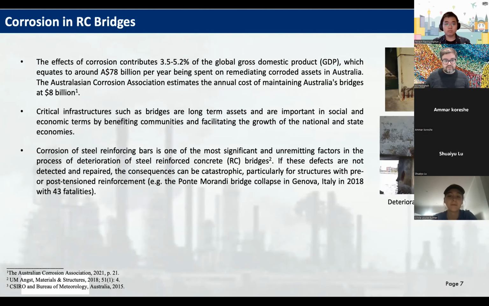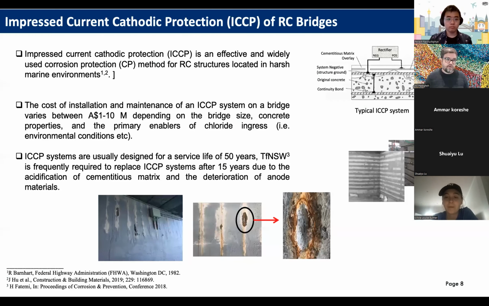So there is an estimate that maintaining bridges costs Australian taxpayers around $8 billion. So you can see the urgency of maintaining and rehabilitating this kind of infrastructure.